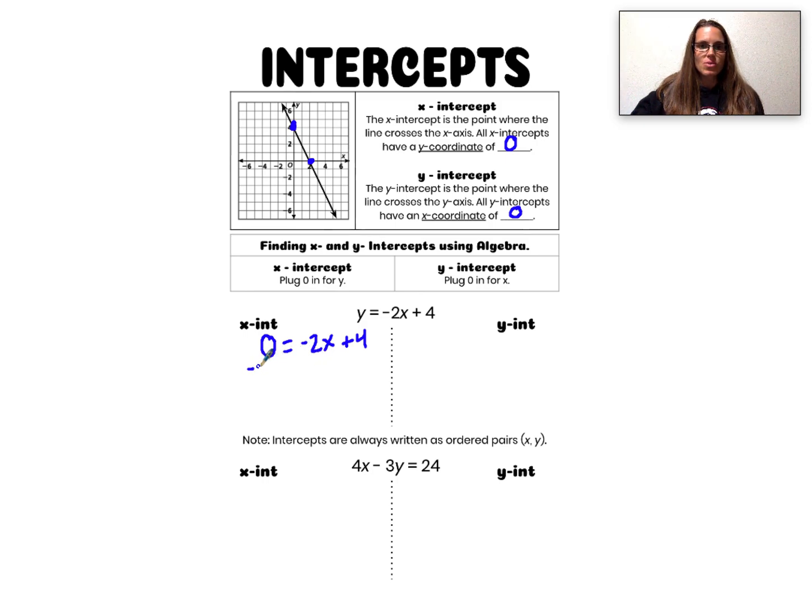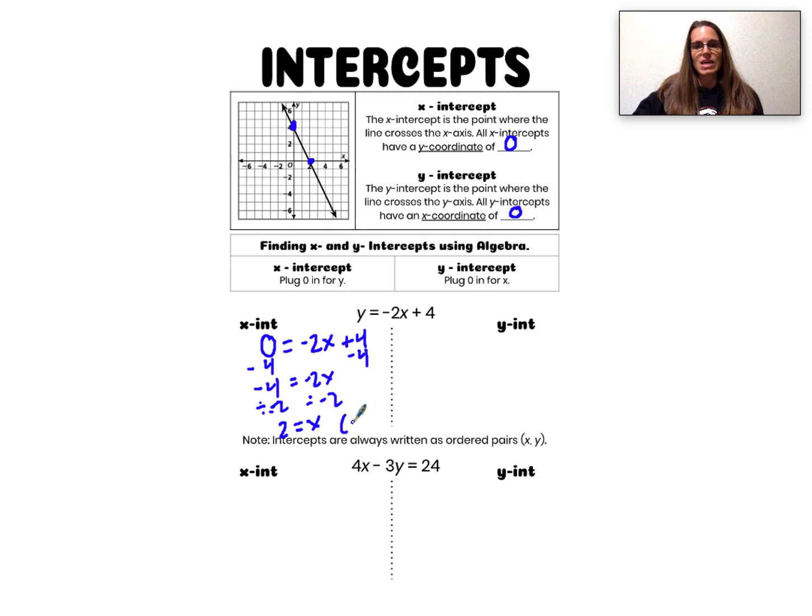So I have a two-step equation. We will subtract 4 from both sides. Negative 4 equals negative 2x. Divide by negative 2 on both sides, and I get x equals 2.